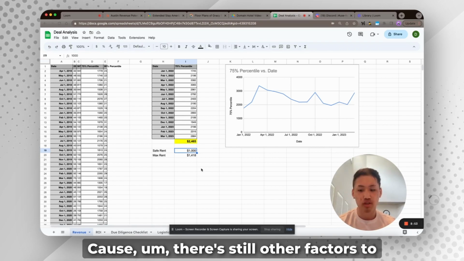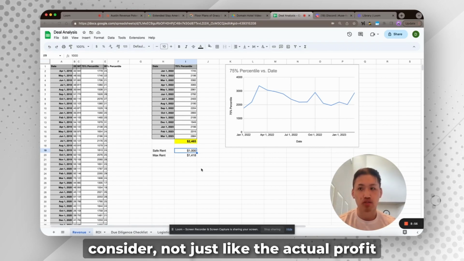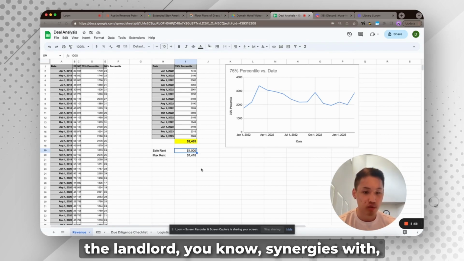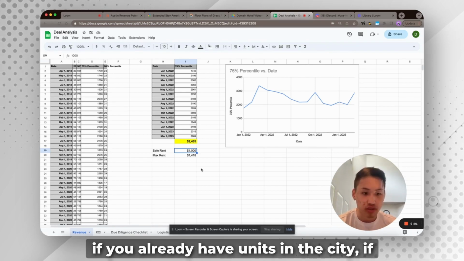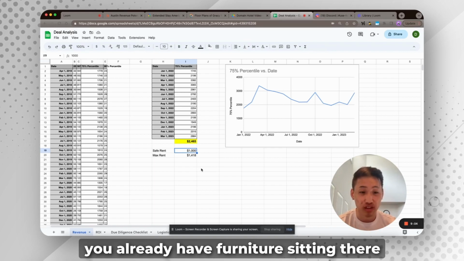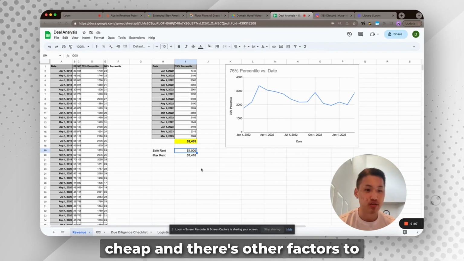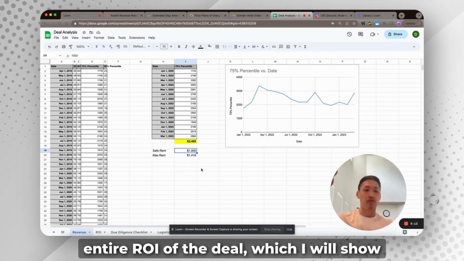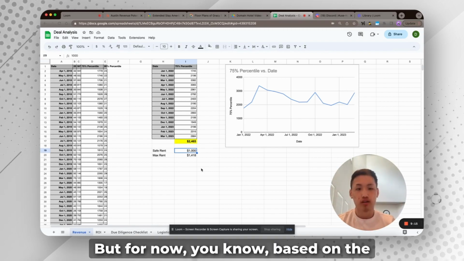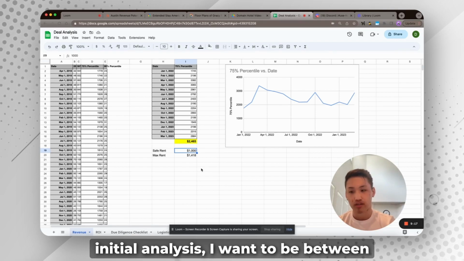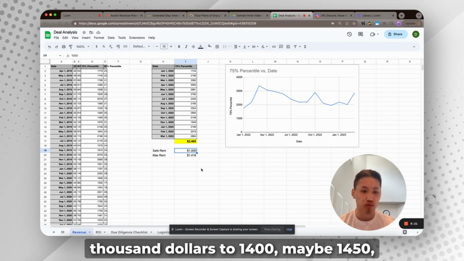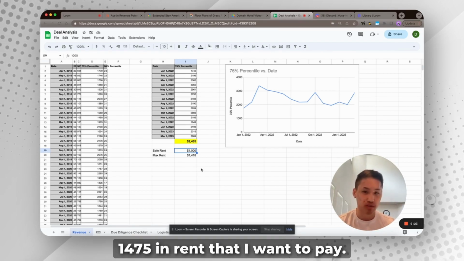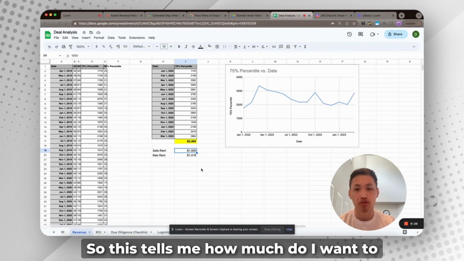Because there's still other factors to consider, not just the actual profit margin, but also the relationship with the landlord, synergies if you already have units in the city, if you already have furniture sitting there ready to go, if you can furnish it for cheap. There's other factors to consider besides just the monthly margin. You want to look at the entire ROI of the deal, which I will show you on the next page. But for now, based on the initial analysis, I want to be between $1,000 to 1,400, maybe 1,450, 1,475 in rent that I want to pay. So this tells me how much I want to actually pay in rent.